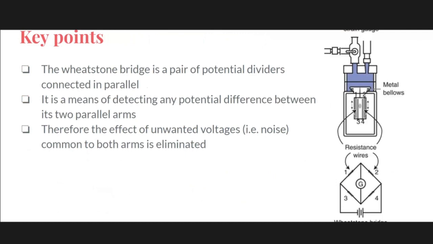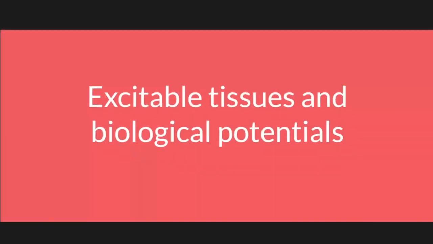So key points. This kind of looks familiar, doesn't it? When you look at the arterial clip that you put by the side of the patient at the level of the heart, that basically contains the Wheatstone bridge. It's a pair of potential dividers connected in parallel. It is a means of detecting any small potential difference between its parallel arms, and therefore any unwanted signals are eliminated.